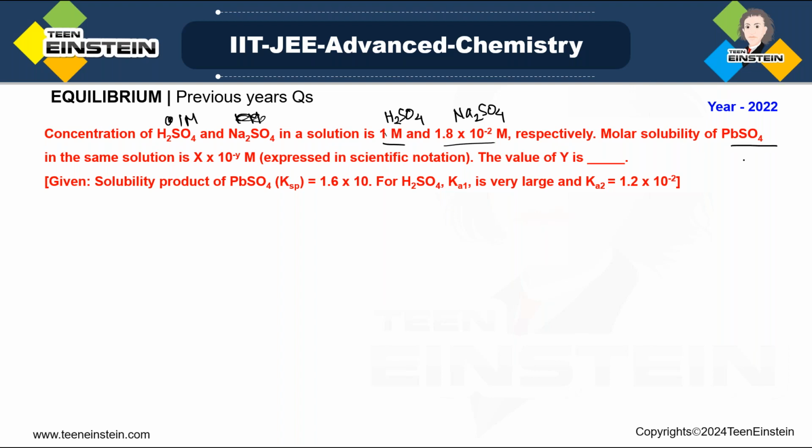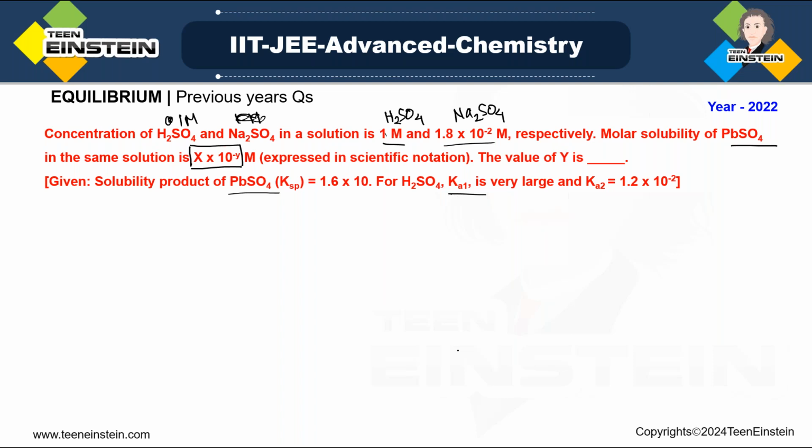Next it is saying that the molar solubility of lead sulfate in the same solution is given in this format, x into 10 to the power minus y. This is the scientific notation. You have to find the value of y. That means you have to find the power of 10 to the power minus y. Some other information is also given, the Ksp value of lead sulfate because it is sparingly soluble, and for H2SO4 we know the first dissociation is fully complete, so its value is very high, but the second one is 1.2 into 10 to the power minus 2.